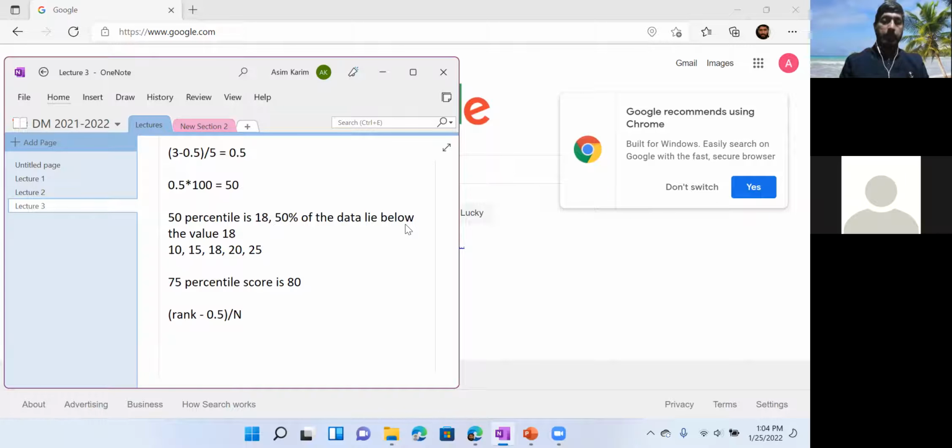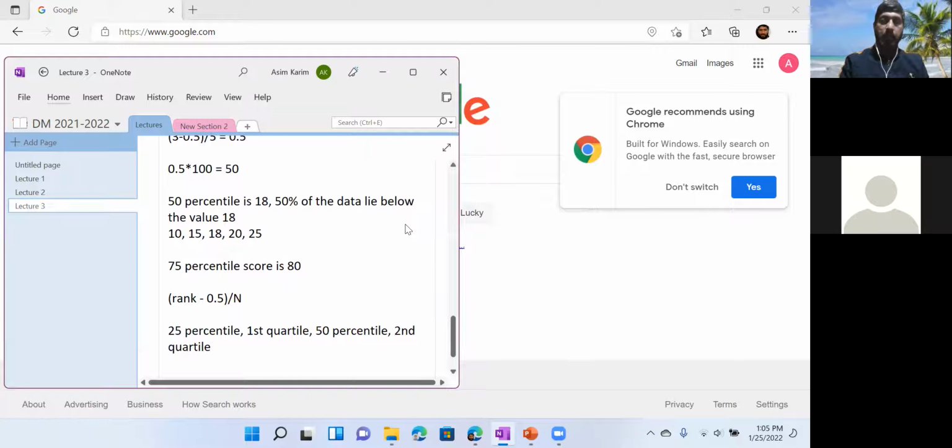And you can compute these for different points. And there are some important points that are of interest. One is the 25th percentile, which is also known as the first quartile, from quarter. Okay. And then the 50th percentile, this is known as the second quartile. And by the way, this is also the median. What is defined as the median? The middle value. So the 50th percentile is the middle value.